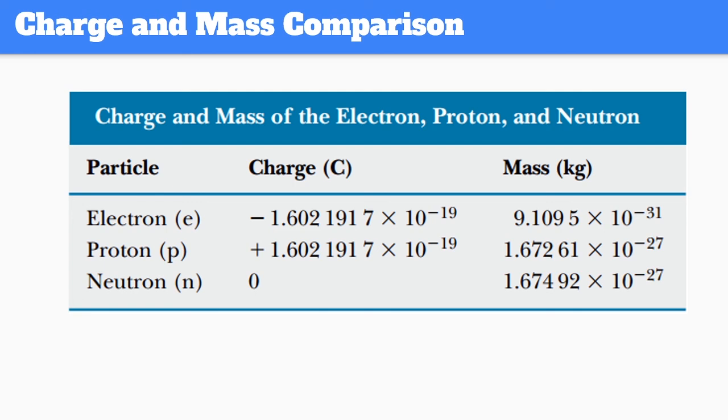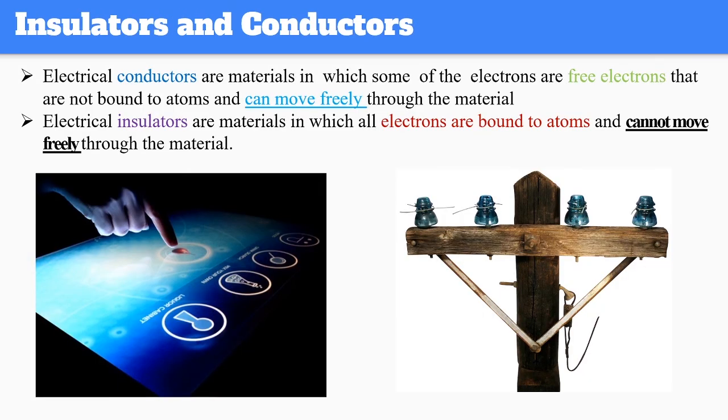And what is the difference between the electron and proton? If you look at it, the charges are exactly the same. A neutron has no charge, but the difference between protons and electrons is basically the mass. The mass of an electron is almost 1,000 times less than the proton, and the neutron and proton have almost the same mass. Not the same though.